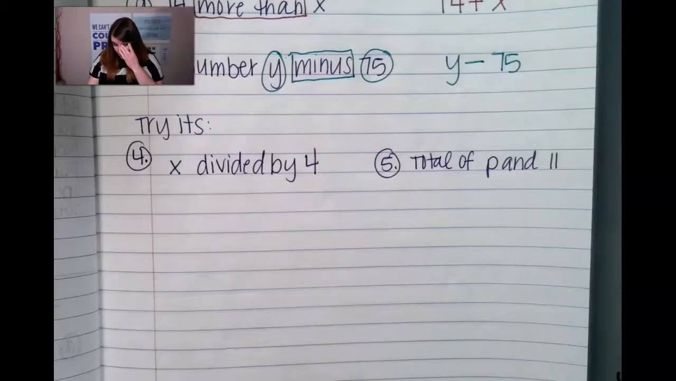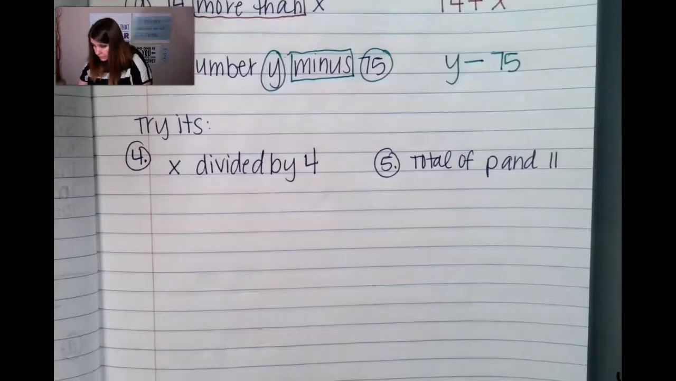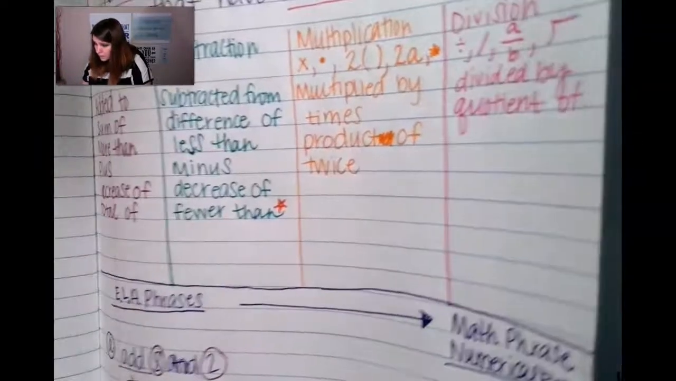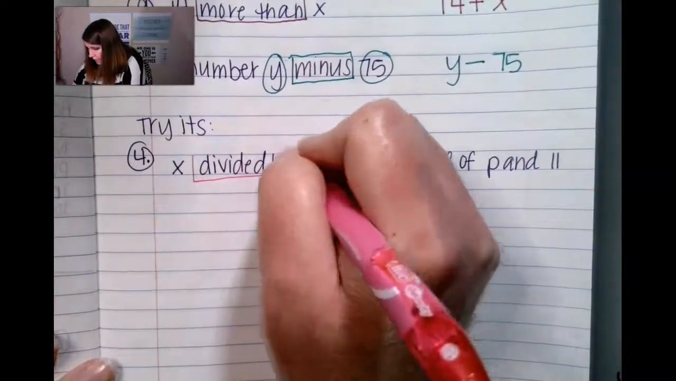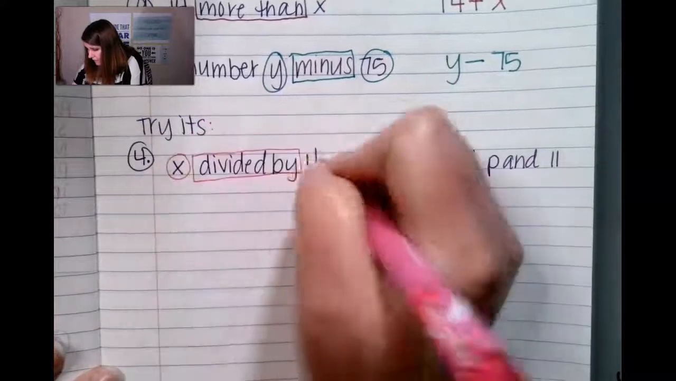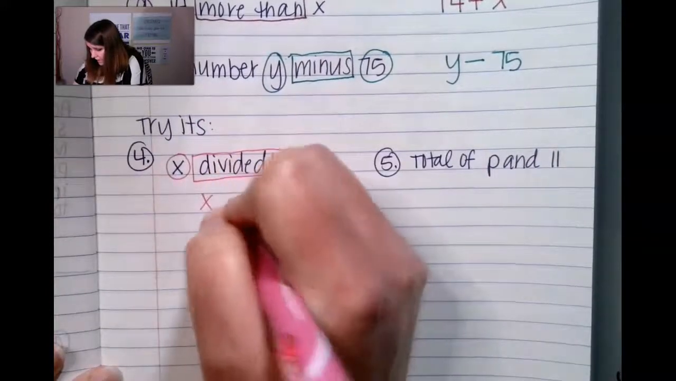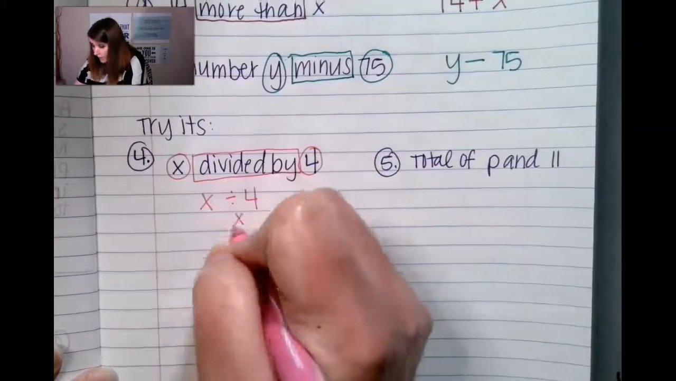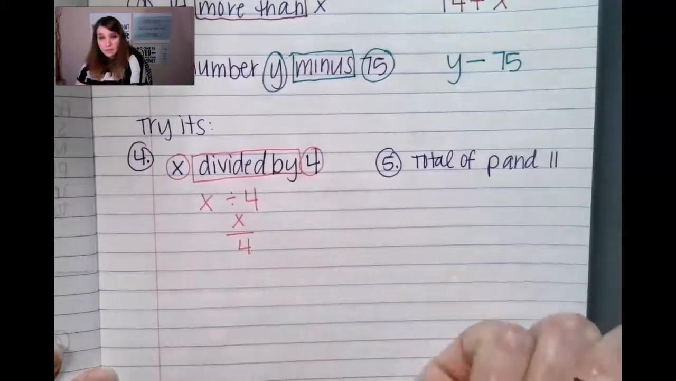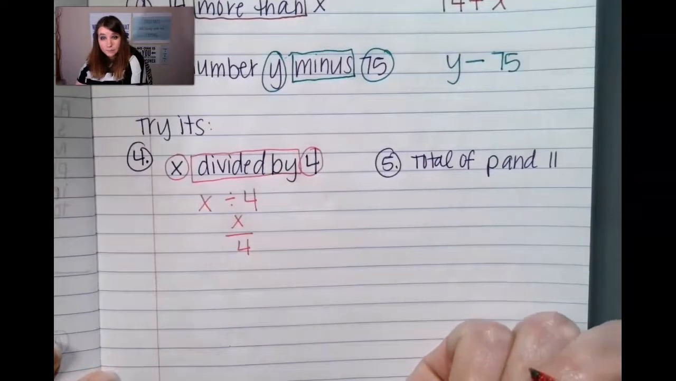Okay, so divide. Let's see here. Divided by was pink. That's my clue word. Is divided by. And I have x and 4. So it's x divided by 4. I could have written it as x over 4 as well. Either of those will work.